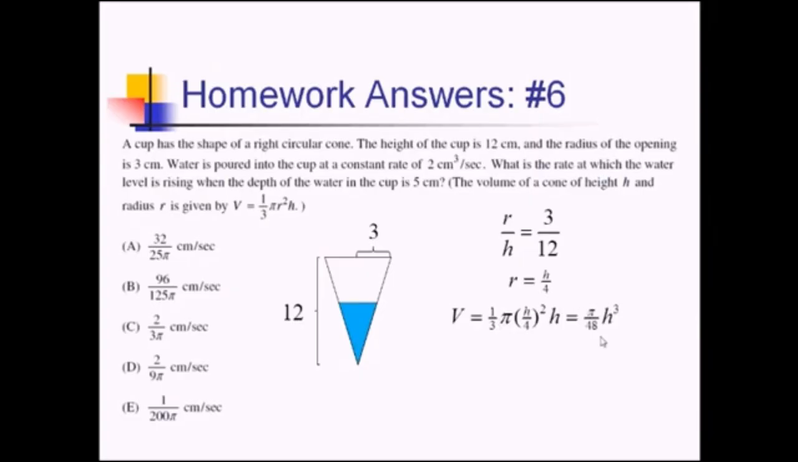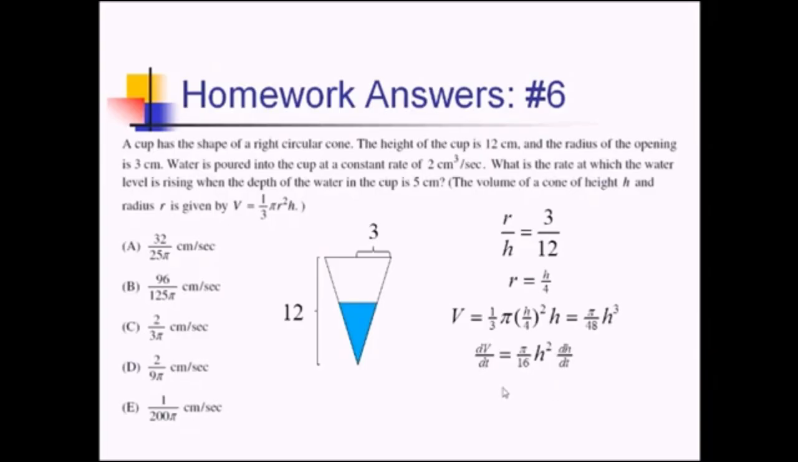So pi over 48 h cubed, that is our simplified volume formula. It's time to differentiate. So on the left side, we've got dV over dt. On the right side, we've got 3 over 48, which we reduced to 1 over 16, pi h squared, and then we'll have a dh over dt.